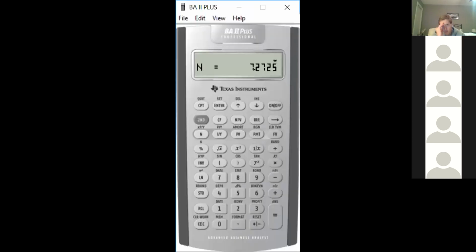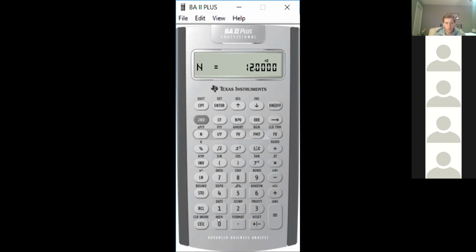So with the calculator, I'm going to hit clear. I have $5,000 to invest today. And since I'm investing it today, that's an outflow from my pocket, so it's a negative present value. And I'm going to invest for 12 years, so I have an N of 12.